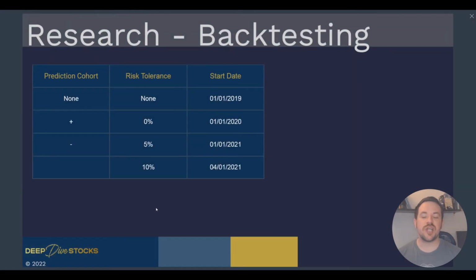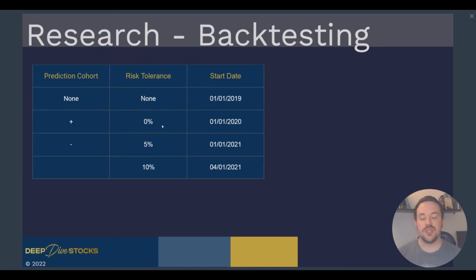Some of the styles of backtesting: we tested the type of prediction that the VoEx spike gave. None represents that it didn't matter. It was just first come, first serve for the VoEx spikes. Positive meant that the backtest only utilized positive predictions. Negative meant that the backtest only utilized negative predictions. Then we have the risk tolerance, where there was no risk tolerance.